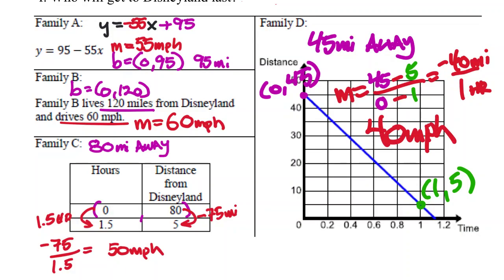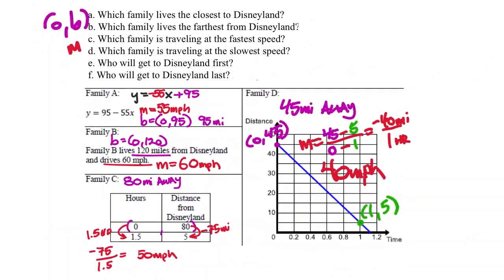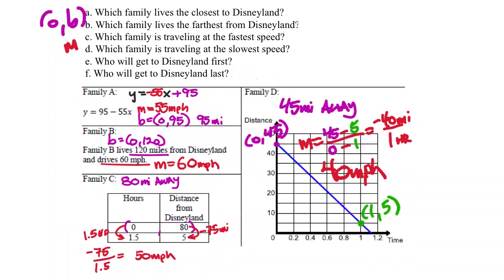And we can also see, well, I guess we'll get to that next part. So just from this information, we should be able to answer those first 4 questions at least. Which family lives the closest to Disneyland? Family A, that's 95 miles. That's closer than family B, but it's not as close as family C. They're 80 miles away. Family D, though, they're only 45 miles away, so they're the closest. Family D is the closest.